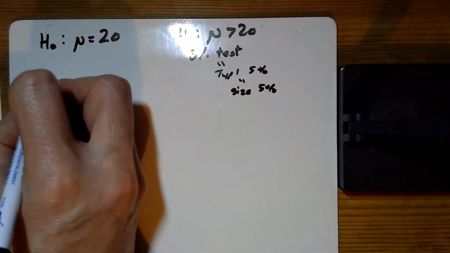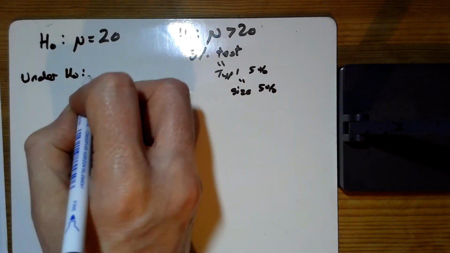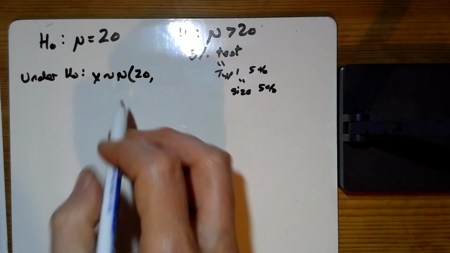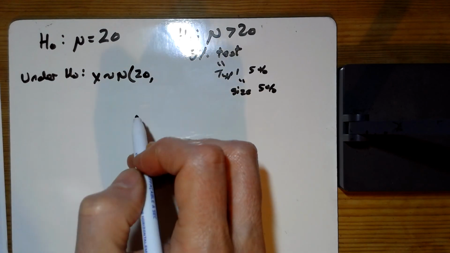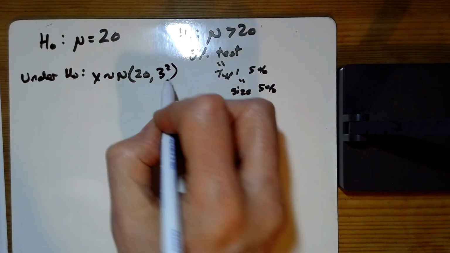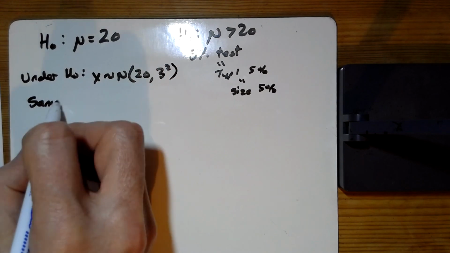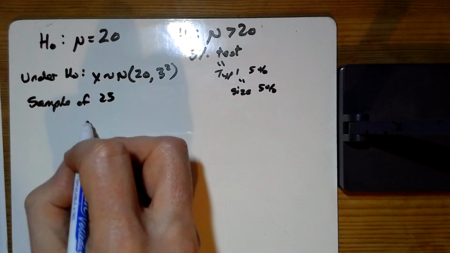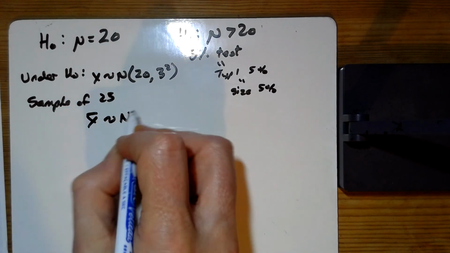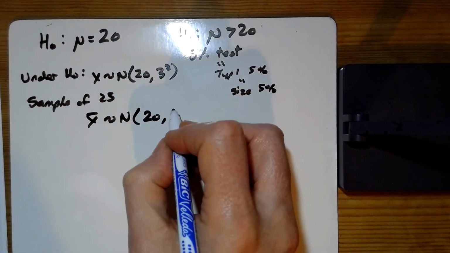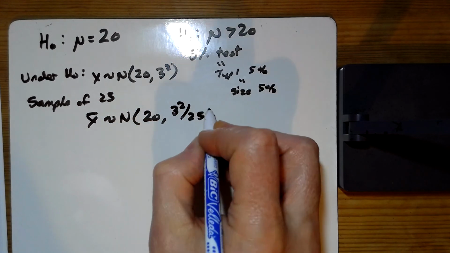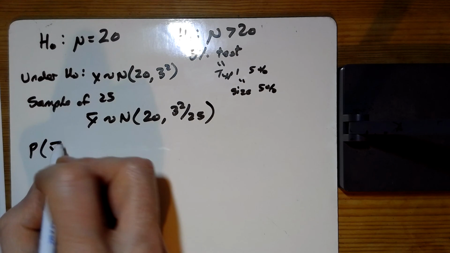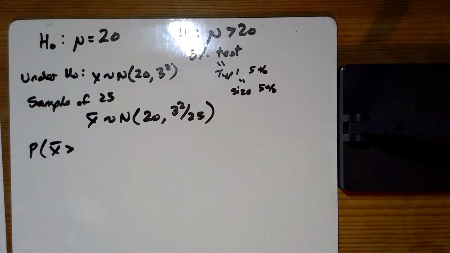But under H0, X is normally distributed with a mean of 20, and we're told that the variance is 3 squared. We're doing a sample of 25 of them, and the sample mean will be normally distributed with the mean of 20, and the variance gets 25 times smaller. And it's asked us to find the critical value for this test, so we're going to go that the mean is greater than.